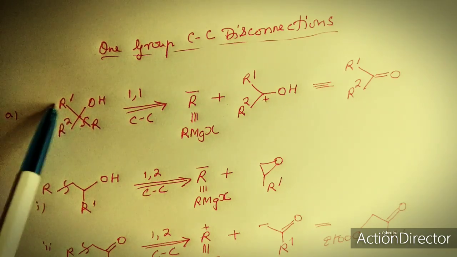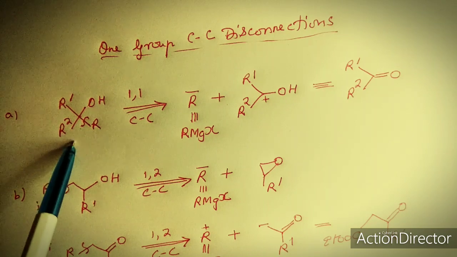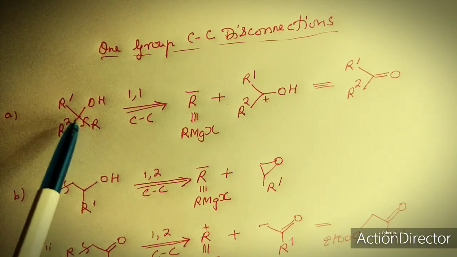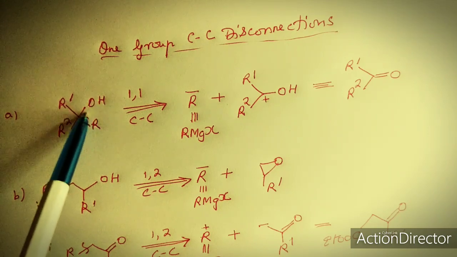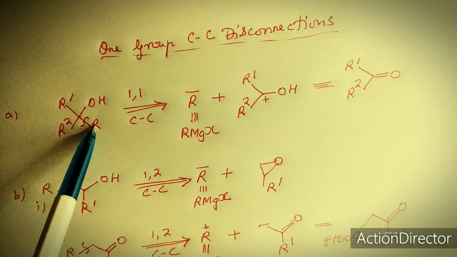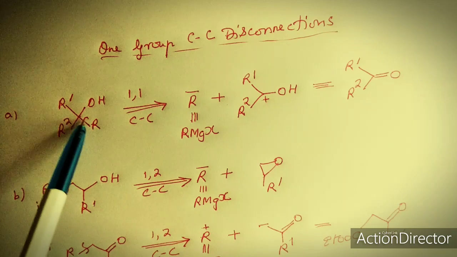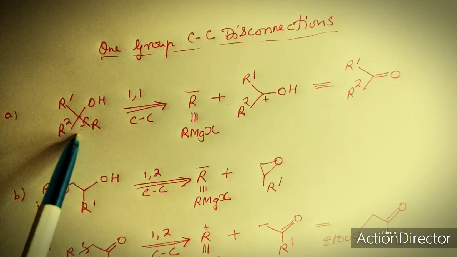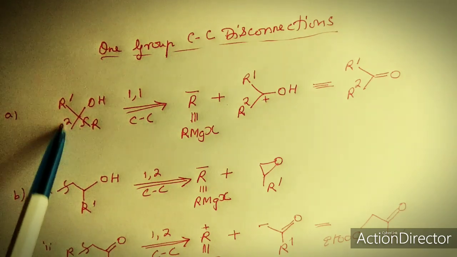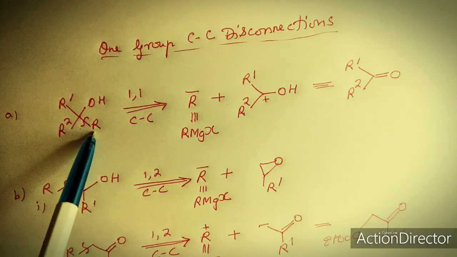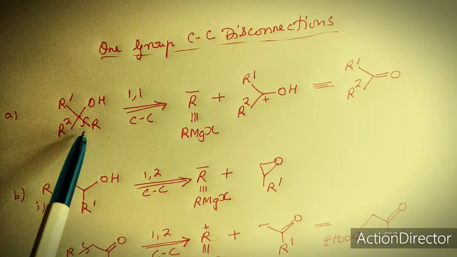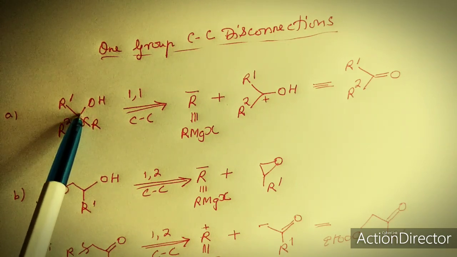Now, this is R', R'', R'''. The carbon is attached to OH. So this is the functional group, one group C-C. Now, this carbon will disconnect. It can disconnect either from here or from here or from here. It is one and the same thing. But when it disconnects, the R will be getting a negative charge, and this C will be getting a positive charge.